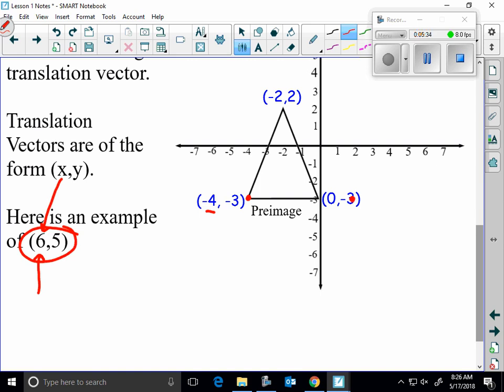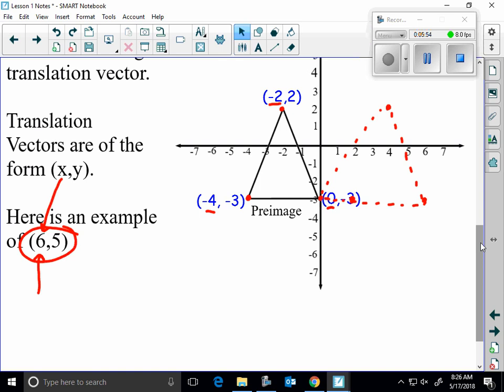Okay, and then I'm going to take this 0 right here and shift it over to 6. And I'm going to take this -2 here and shift it over to 4. I'm adding 6 to each of those. All right, so there's our... we're not done because our vector is not complete.